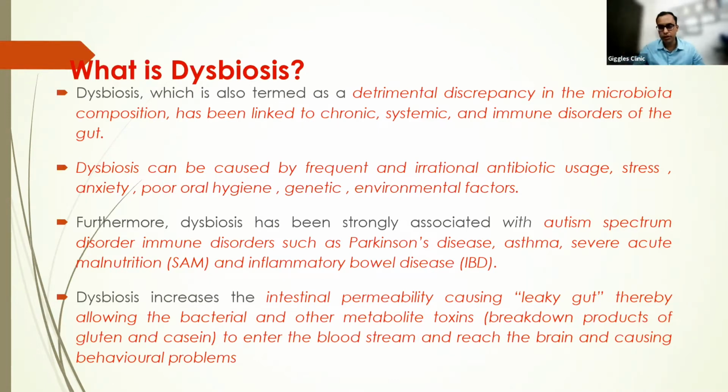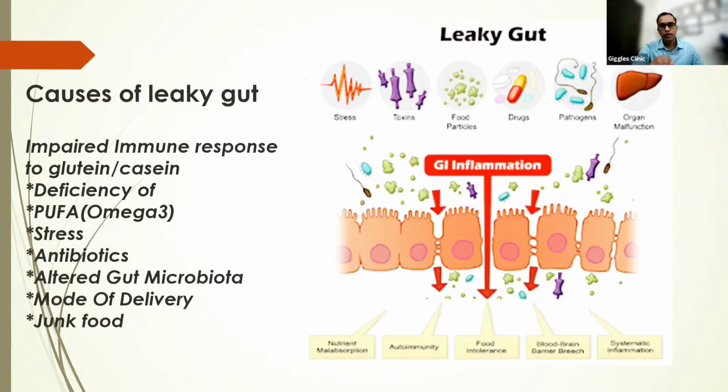I think there is no diagram in this slide, otherwise I would have shown you leaky gut. Just a minute. Yeah, this is the diagram. So leaky gut means, this is the gut. Now the gut has different linings, or you can say there are different cells in the gut. This is the gut like this. So they are interconnected like this.